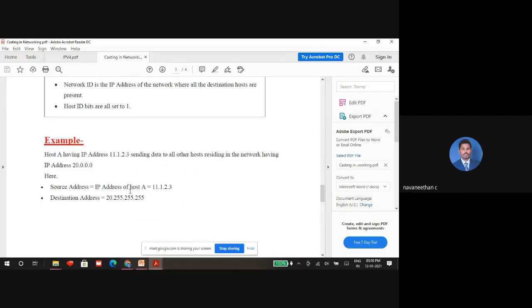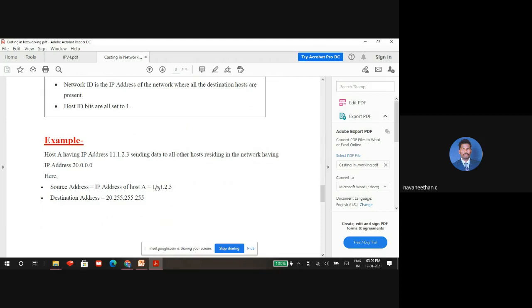Here I have a simple example for direct broadcast. I have host A with IP address 11.1.2.3, which has to send its data to another host, keep in mind, not with the same network ID, say 20.0.0.0. Very simple. So what will happen?